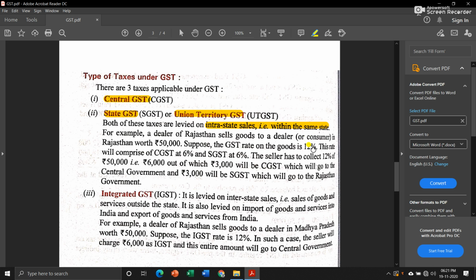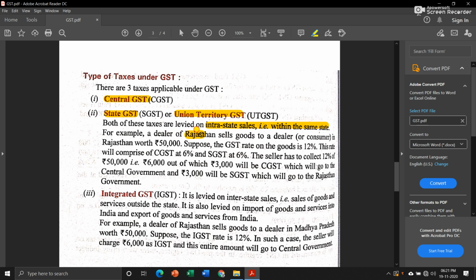Means if you are purchasing goods, let's take an example, your seller is in Imphal and the buyer is in Ukhrul, that means the sale is taking place within the same state. In that case we will say that it is an intra-state sale. Okay, so in here one example is given.